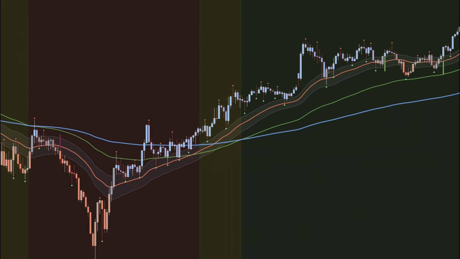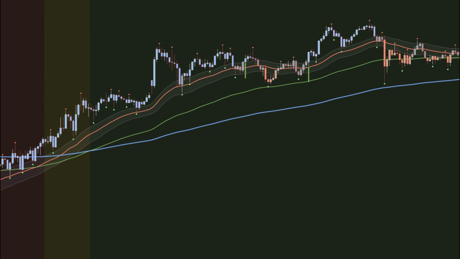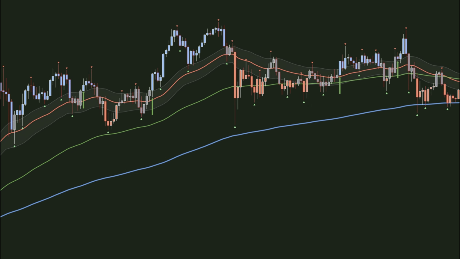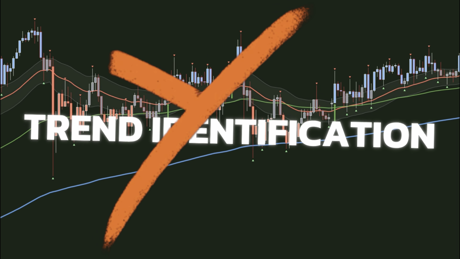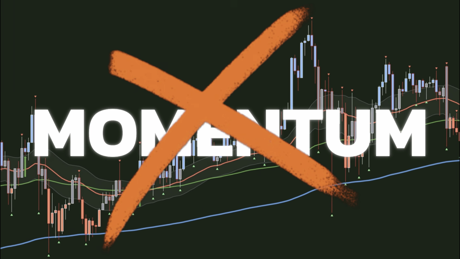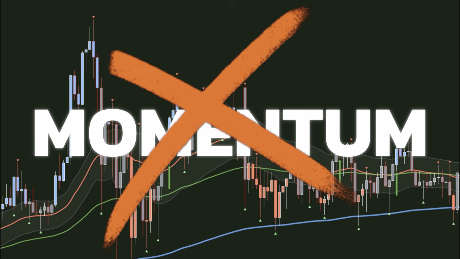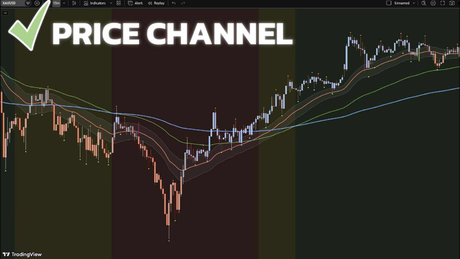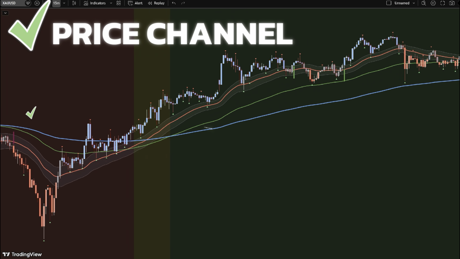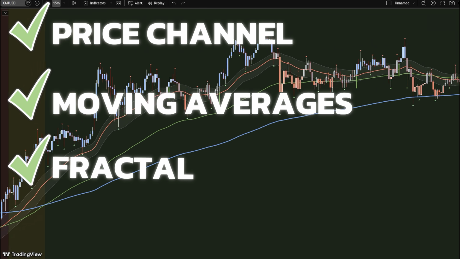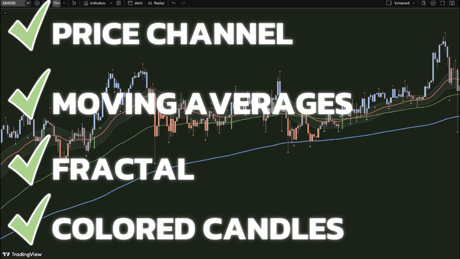Most traders slap an indicator on the TradingView chart, see a buy signal, and click. No context, no trend awareness, no understanding of whether the market even has the energy to follow through. That's not trading, that's gambling in the financial markets. This scalping pullback tool shows you a price channel, some moving averages, fractals, and colored candles.